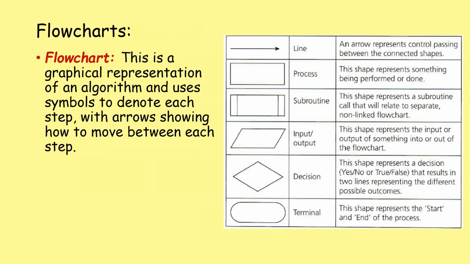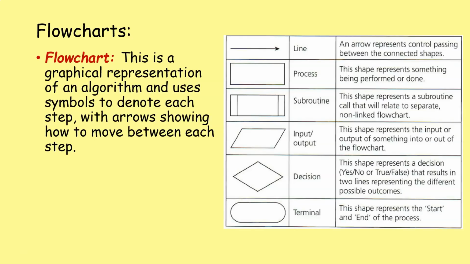Flowcharts. A flowchart is a graphical representation of an algorithm and uses symbols to denote each step, with arrows showing how to move between each step. We have a line, which is an arrow representing control passing between the connected shapes. We have the rectangle, which is a process. This shape represents something being performed or done.